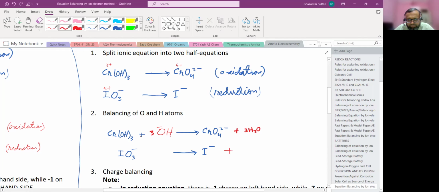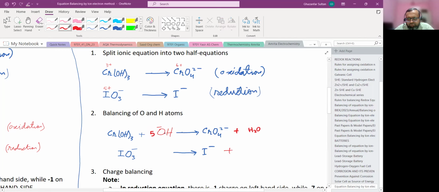6 hydrogen are on the left hand side as well: 3 in this chromium hydroxide, 3 in these hydroxide ions. But see the oxygen again. 4 plus 3, 7. And here 3 plus 3, 6. So again, we have a problem of balancing oxygen. And we know that if we balance oxygen, hydrogen becomes unbalanced. So we try it again by adding 2 more water molecules and 2 more hydroxide ions here.